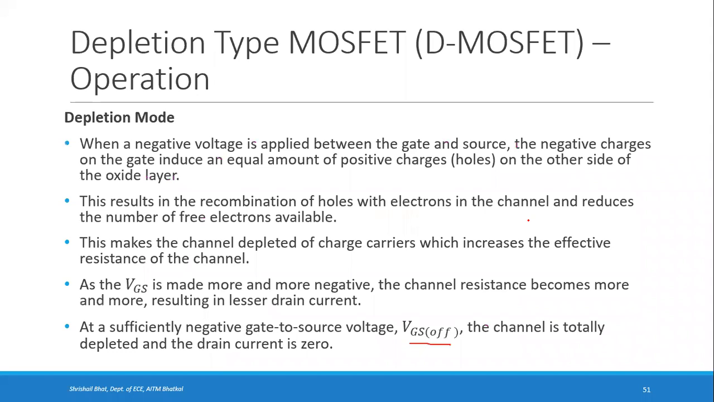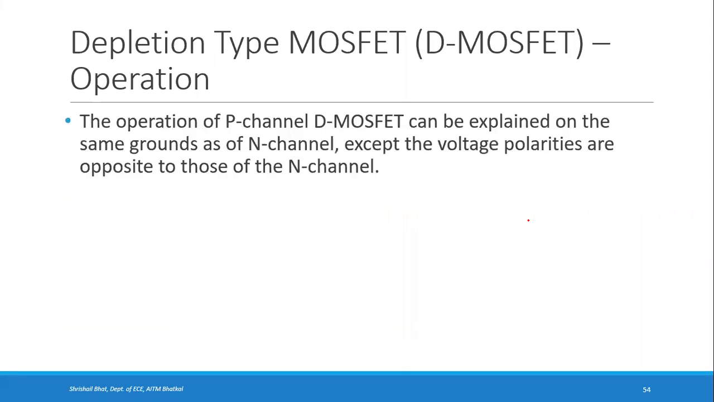This is about the construction and operation of MOSFETs. What we have seen is there are two modes of operation: enhancement mode and depletion mode. Based on that, there are two types of MOSFETs: enhancement type or E MOSFET, and depletion type or D MOSFET. You have seen how they are constructed and how they operate when voltages are applied to them. In the next class, we will see some of the characteristics and parameters of these MOSFETs and also some applications of MOSFETs.